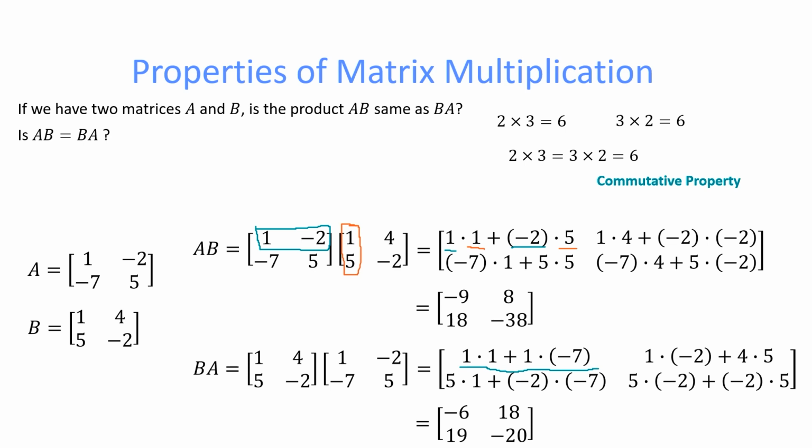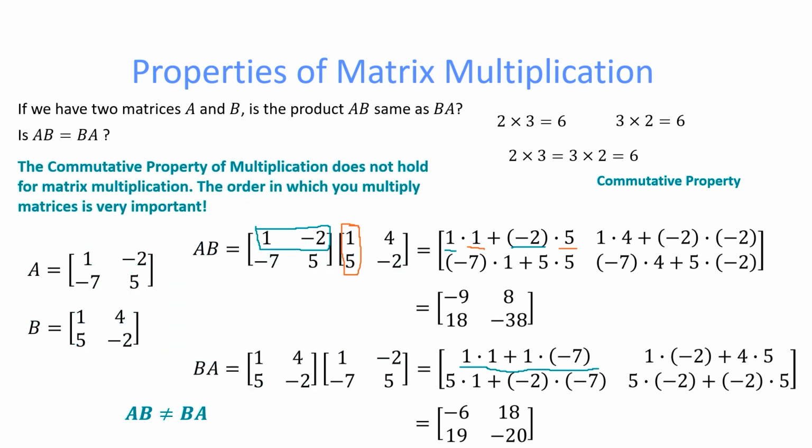So you can see that the solutions are absolutely different, and we can say that AB doesn't equal BA, which tells us that the commutative property of multiplication does not hold for matrix multiplication. Therefore, and this is very important, the order in which you multiply matrices matters. You have to be sure that you always do it the right way, even if you want to just put it in your calculator or use some software to multiply matrices. You always have to put them in the right order.